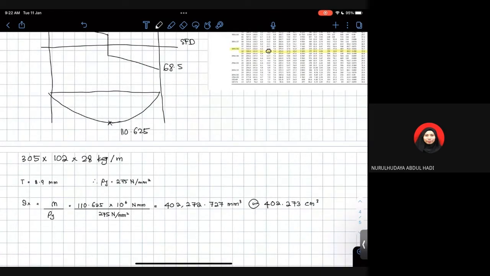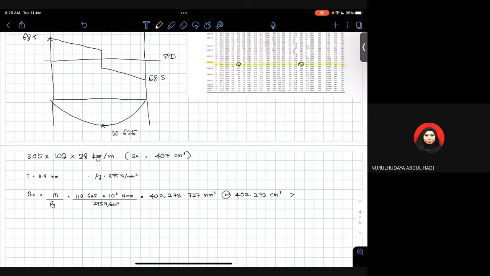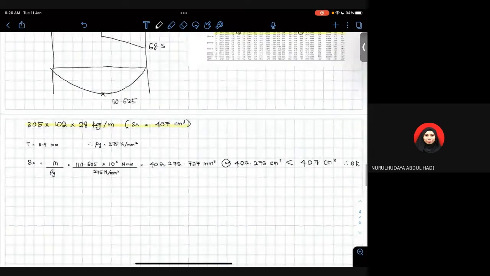SX for this section which is 305x102 ni berapa? Plastic modulus for our section here is 407. Tengok dekat SX. Kita compare plastic modulus yang kita kira dengan plastic modulus of the section. Okay atau tak? SX yang provided by the section is bigger than SX yang kita kira, which should be okay, kalau kita compare macam dalam example number 1, sebab kita provide lebih besar. Okay, terbalik.